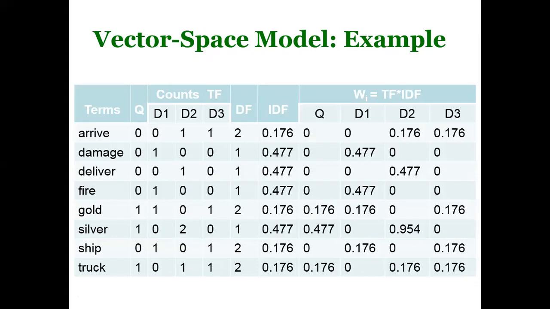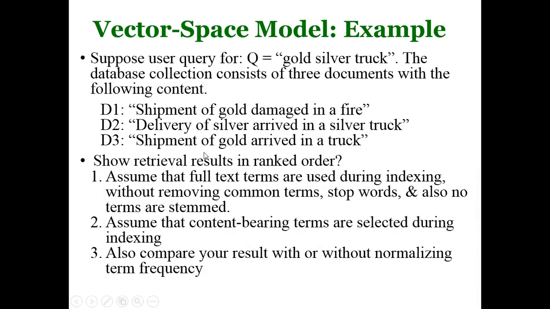Then after calculating the term frequency of appearance of every term in the given query and the documents, we have to also calculate document frequency. How many documents are containing arrive? How many documents are containing damage? How many documents are containing arrive? Arrive is available in 2 documents. So document frequency is 2 for arrive.